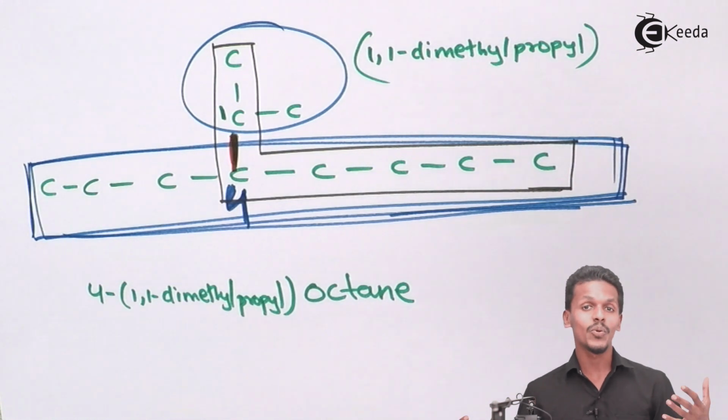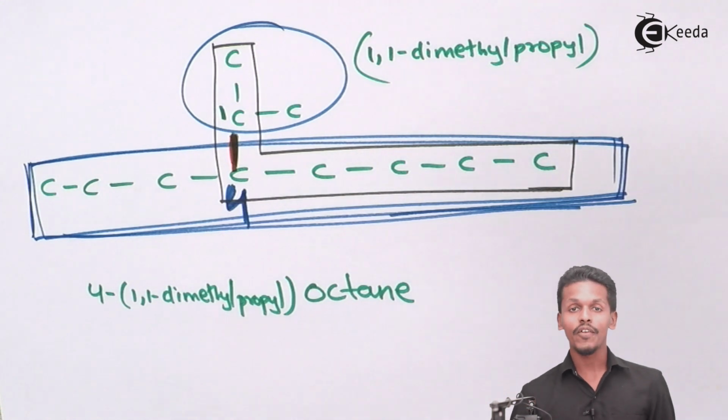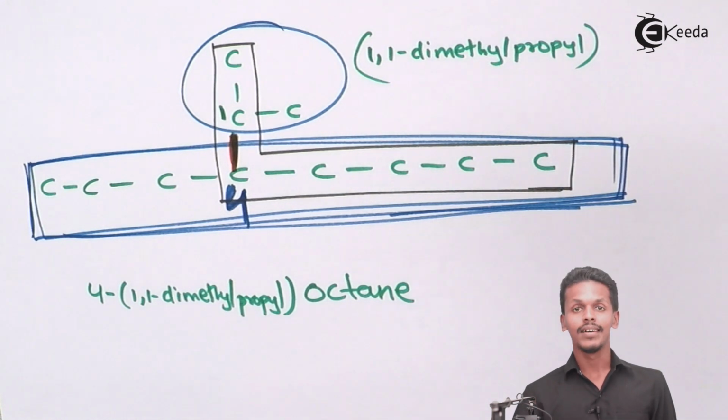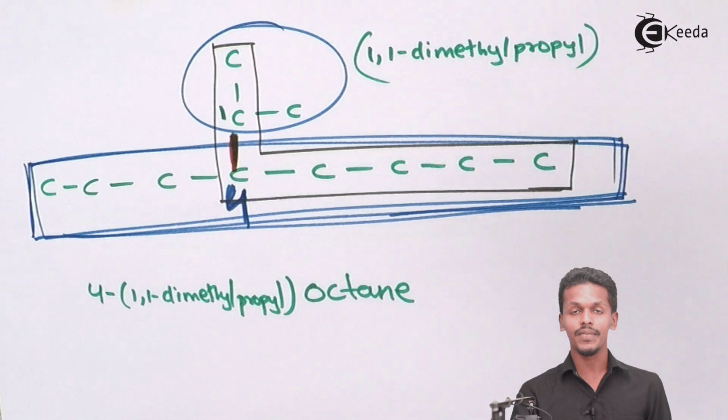So these were the rules of the IUPAC name to name an alkane. So thank you friends for watching this video. I hope you have understood this video very clearly, and yes, there were many rules that we have followed, by following which we have named various IUPAC structures that we have drawn.